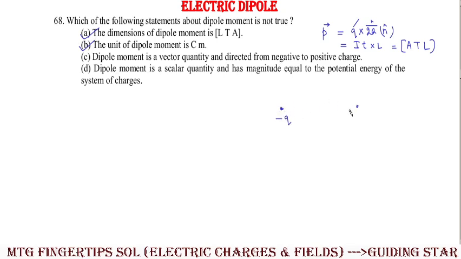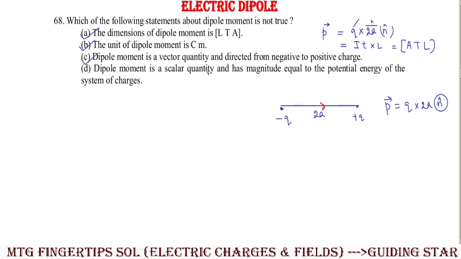So a negative charge and a positive charge when separated by some distance. Clear? This is called an electric dipole, and the dipole moment is defined as: if the distance of separation is 2a, then the dipole moment P is equal to Q into 2a. As it is a vector quantity, it has a direction, and this direction is always from the negative charge to the positive charge. Clear? So in this particular case, this option is also correct.